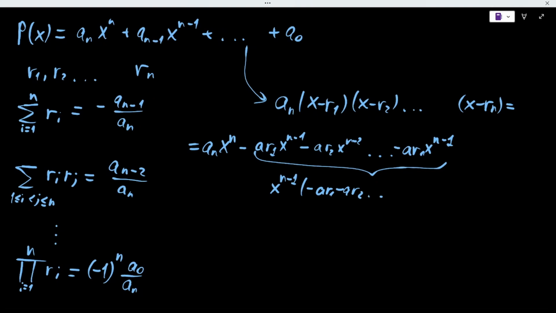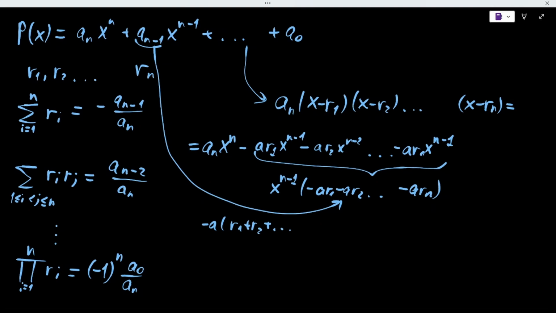And as we know that two polynomials are equivalent to each other if and only if all of the coefficients are the same, this means that minus an r1 minus an r2 and so on minus an rn equals an minus 1. So we get minus an times (r1 plus r2 plus and so on up to rn) equals an minus 1. And if we divide both sides by minus an, we will get r1 plus r2 and so on up to rn equals minus an minus 1 divided by an, which proves the first theorem.